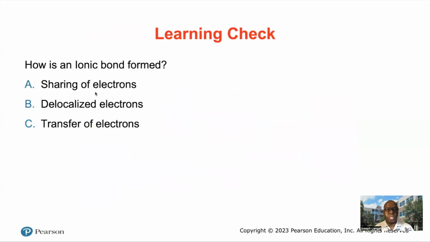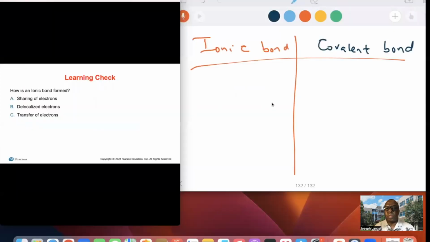Sharing of electrons, this is a covalent bond. Just to draw a parallel between ionic and covalent bond. We are going to get to this in part P. So sorry about that, I was just drawing the parallel here.